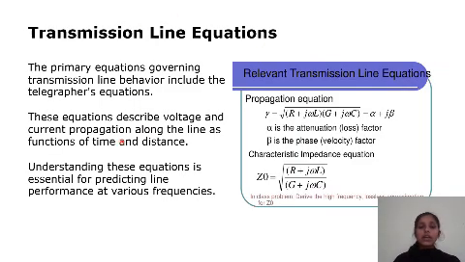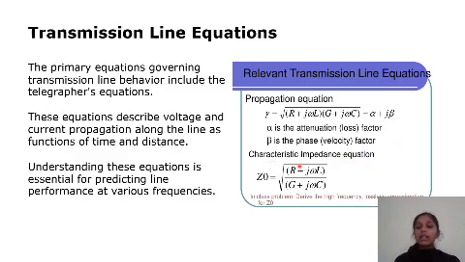The transmission line equations. The primary equations governing transmission line behavior include the telegrapher equations. This is the relevant line equation. Propagation equation: gamma is equal to alpha plus j beta, where alpha is the real part and beta is the imaginary part. Gamma is equal to square root of (R plus j omega L) into (G plus j omega C). Alpha is the attenuation constant, or attenuation factor. Beta is the phase constant, or phase factor. Attenuation is a loss factor and phase lets you measure the velocity.